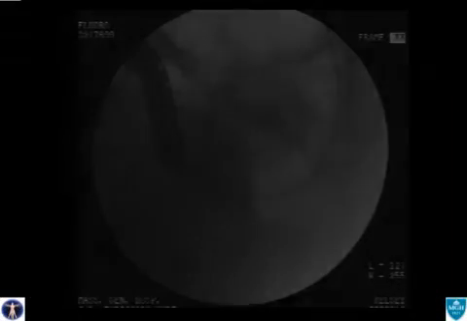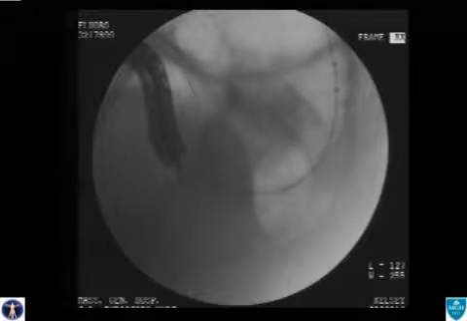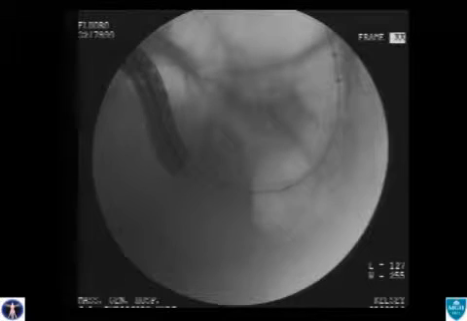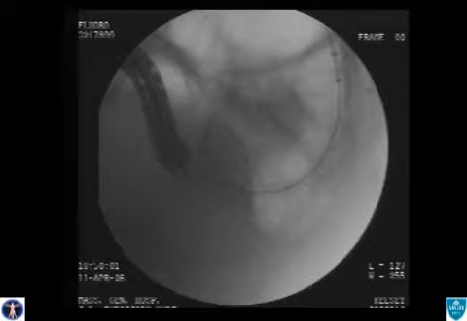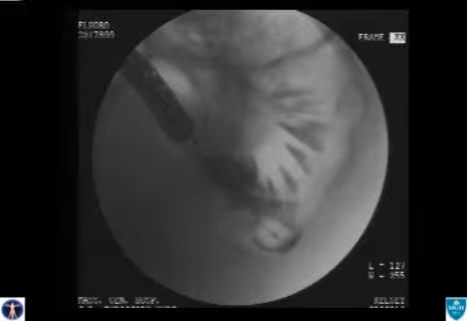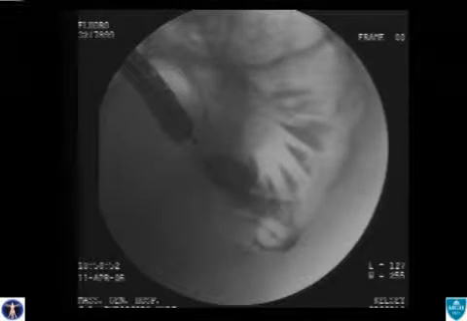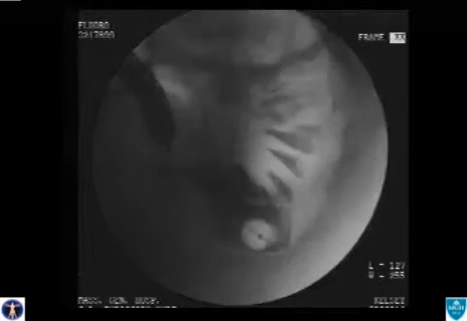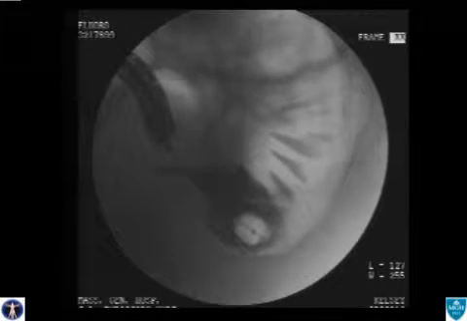The balloon catheter is then advanced over the glide wire and a contrast injection is performed. Contrast flows along the folds of the colon, confirming the intraluminal placement of the balloon. The balloon is insufflated and then gently pulled back against the upstream margin of the stenosis.